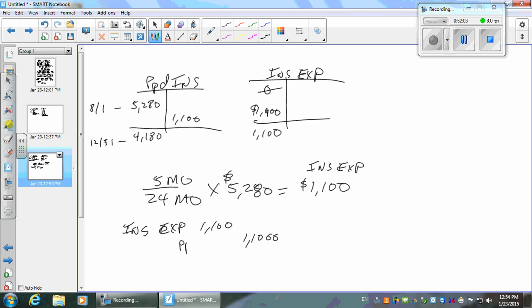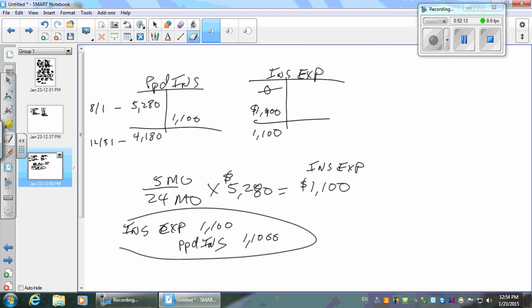So will you reverse this one? You debited insurance expense and credited prepaid. Are you ever going to turn back the clock and have that prepaid again? The expense goes away and no, you won't reverse it. Got it? What if instead they had done this?